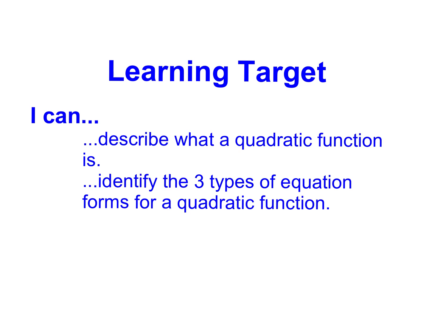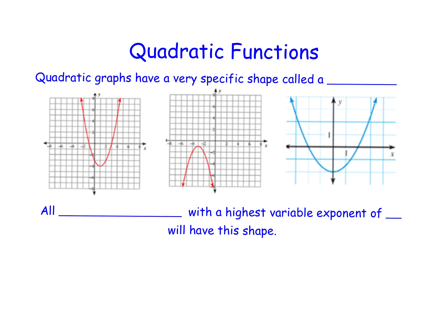In this video, we'll be describing what a quadratic function is, and we'll be reviewing the three types of equation forms for a quadratic function. So a quadratic function has a very specific shape called a parabola. If you hear the word parabola, we're also talking about a quadratic function, so keep that in mind. Parabola and quadratics, that word goes together.